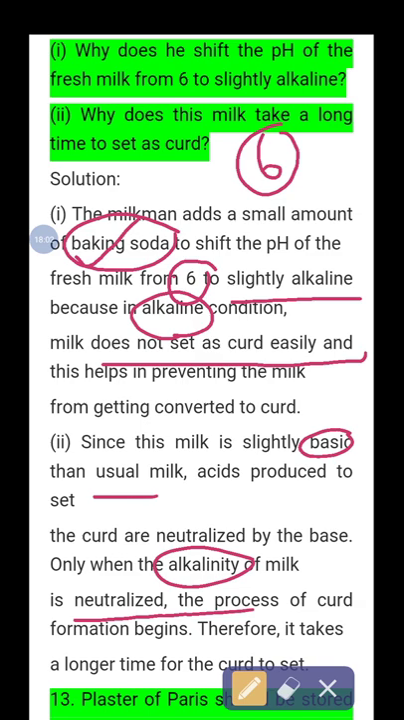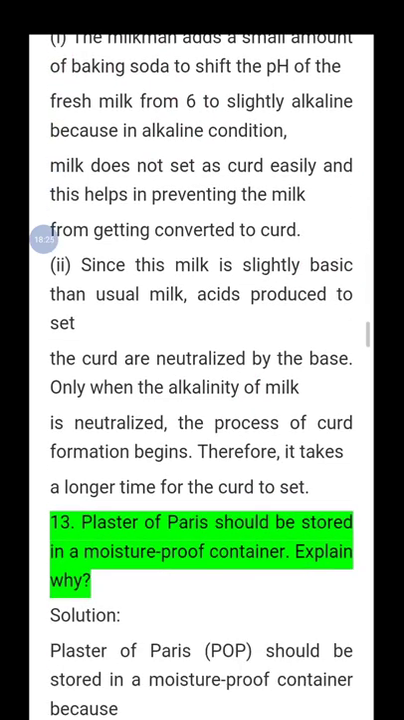Now when the process of curd formation becomes slower, it takes a longer time for the curd to set. That is why, in general, there is no baking soda, so it is not alkaline in nature. So it takes less time than with the milk which has the alkaline condition after adding baking soda. Okay. Now the next question.